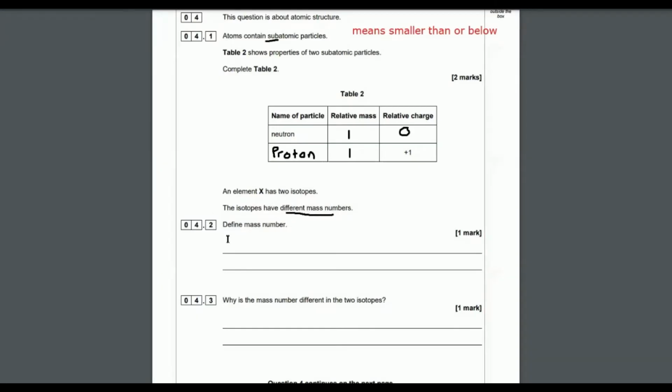So what makes up the mass number of an atom? Well, the mass number is the number of protons and number of neutrons in the nucleus of an atom. So the number of protons plus number of neutrons. And that gives us the relative atomic mass. Electrons have a negligible mass, so they don't really count as part of the mass number.